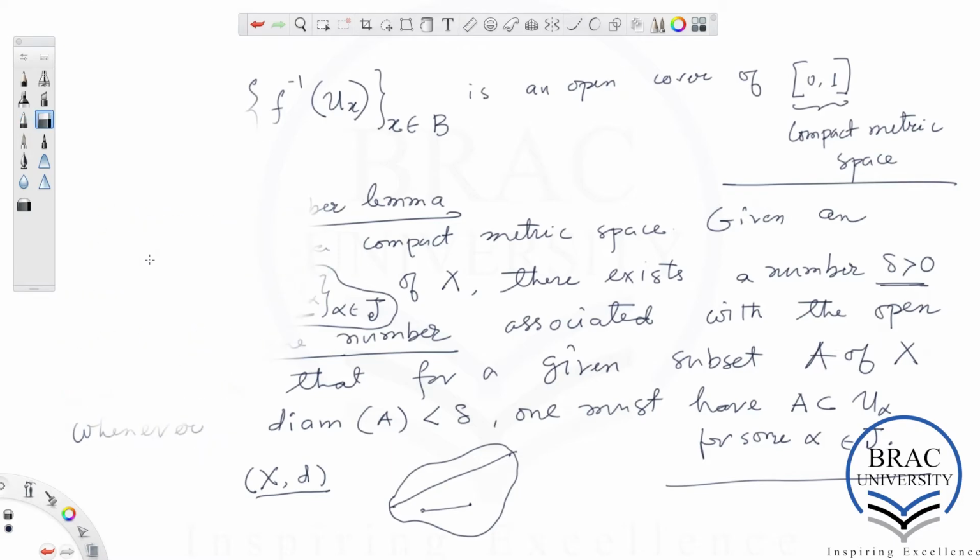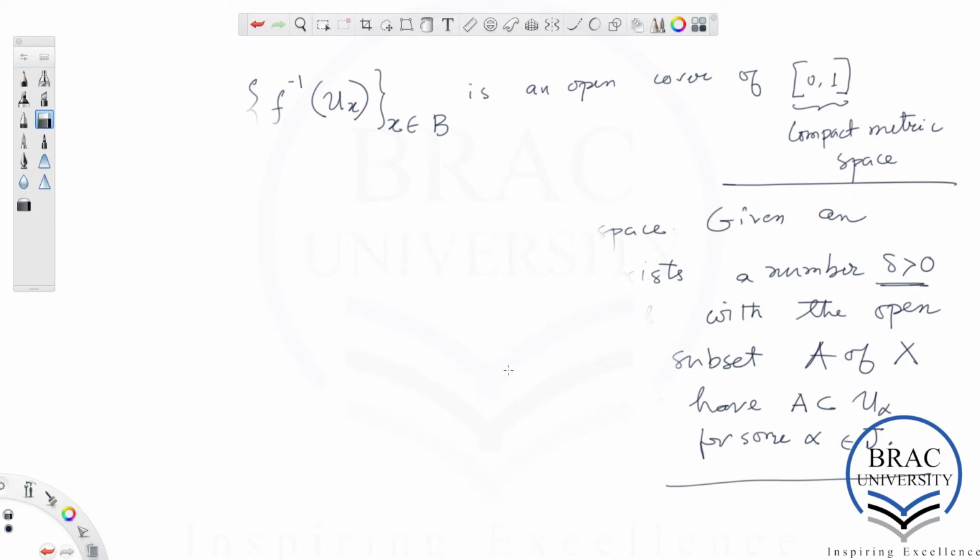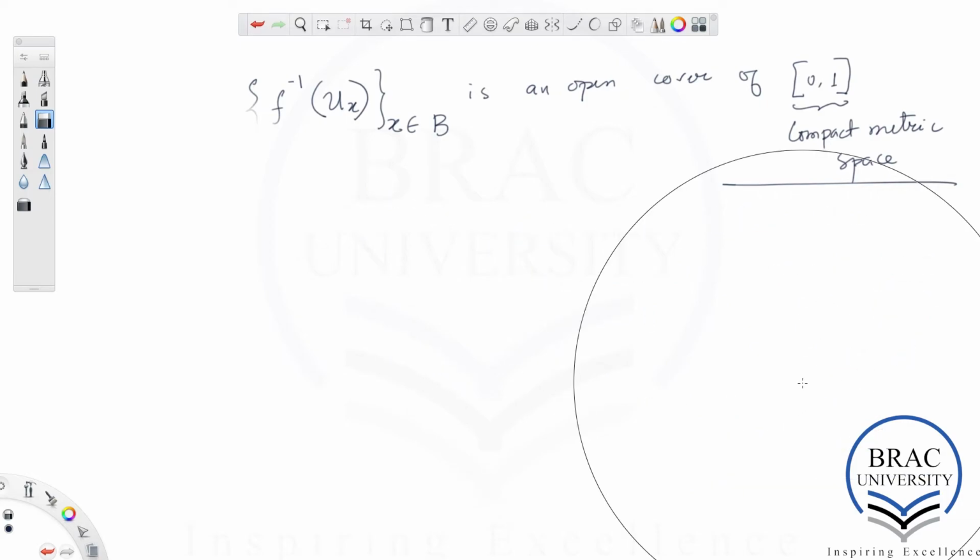So let's see how we are going to use this Lebesgue number lemma in our case. We have seen so far that the pre-image of U sub X, as X varies in the base topological space B, is an open cover of the compact metric space 0, 1. So we have this open cover. According to the Lebesgue number lemma, I have this positive Lebesgue number.